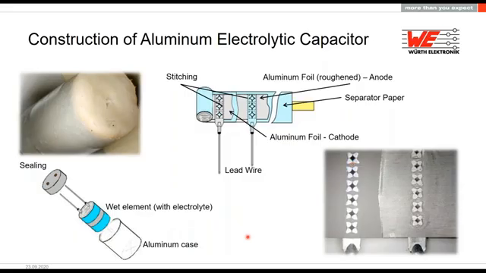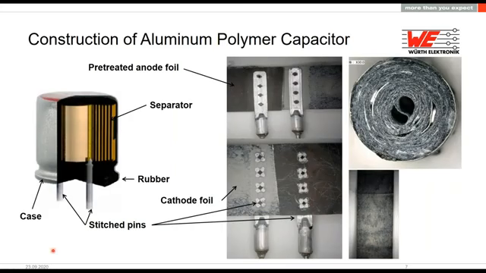Compare this to the polymer capacitor. The polymer capacitor also has the aluminum case, also the winding inside with a separator paper and a rubber, and also the pins get stitched to the foil. Here is something special: the pre-treatment of the anode foil makes it black because of the polymerization. So it has a special color.